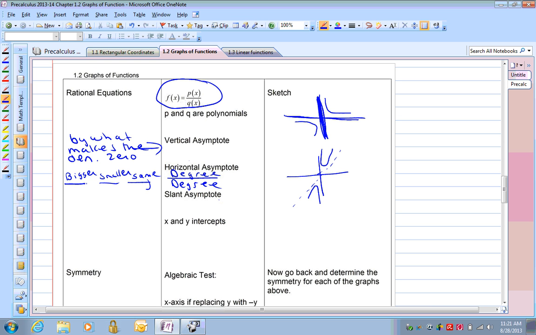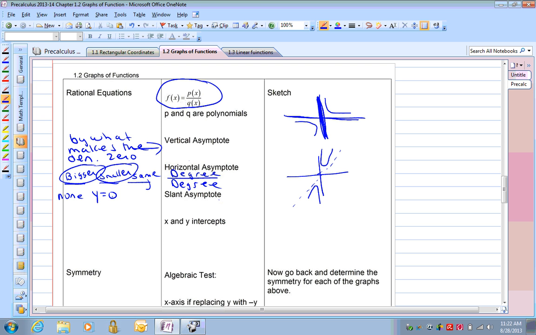Now I think of it this way. If the degree in the top is bigger, I have none. I have no horizontal asymptotes. So if things are bigger in life, you usually don't have any problems. You have no problems, or none, is how I think of it. Smaller: if the degree at the top is smaller than the denominator, then you're going to have y equals 0 as your horizontal asymptote.